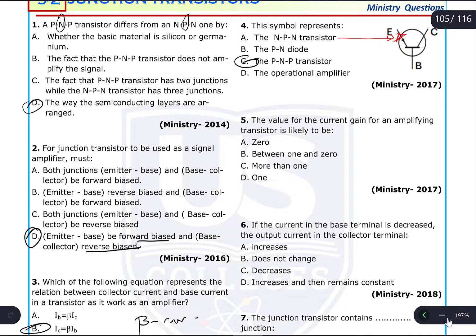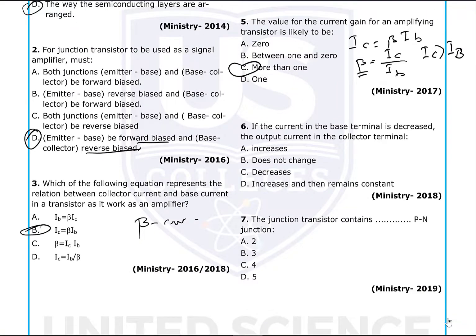The value for the current gain for an amplifying transistor is likely to be greater than 1, because IC equals beta times IB, so beta equals IC divided by IB. We know that collector current is always greater than base current, so what must be the current gain? Greater than 1, more than 1. If the current in the base terminal is decreased, output current in the collector proportionally decreases. There is a proportionality between them.